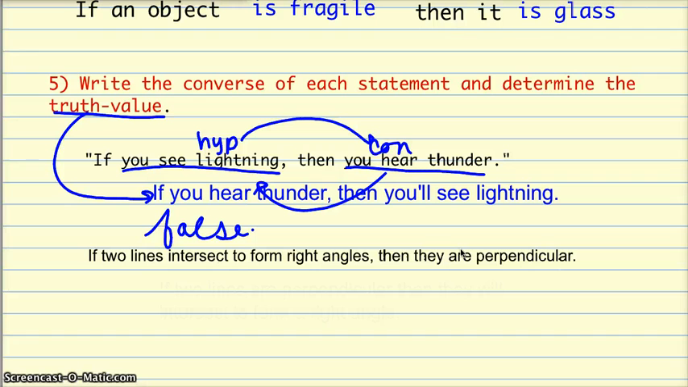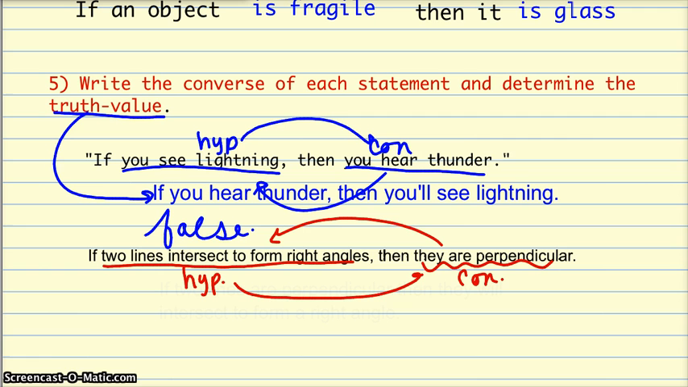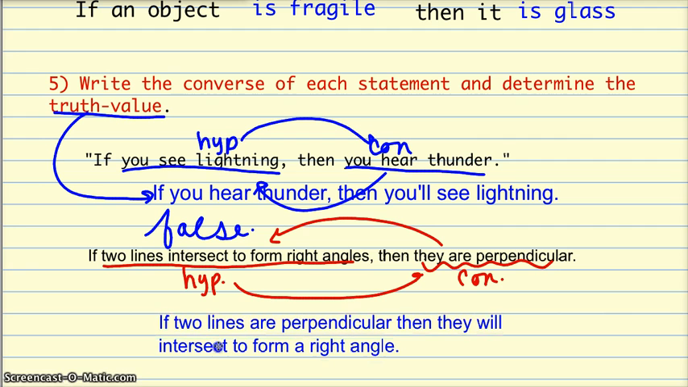Second one, it says if two lines intersect to form right angles, then they are perpendicular. Here's your hypothesis. It's pretty long. Here's the conclusion. So when you talk about a converse, the converse switches the hypothesis with the conclusion. So take a look at the following. If two lines are perpendicular, then they will intersect to form two right angles. That is a true statement. Not only was it true the first time as its original conditional, but the converse is true as well.